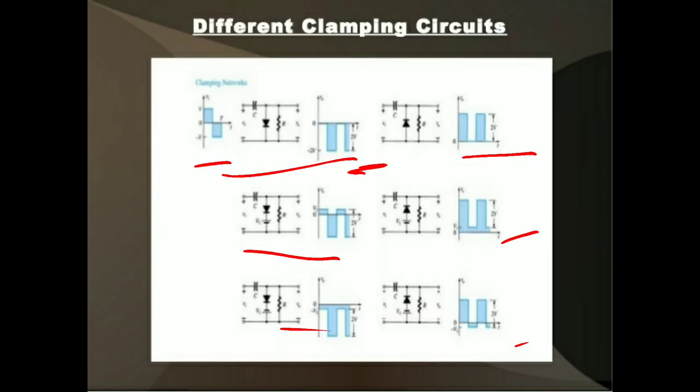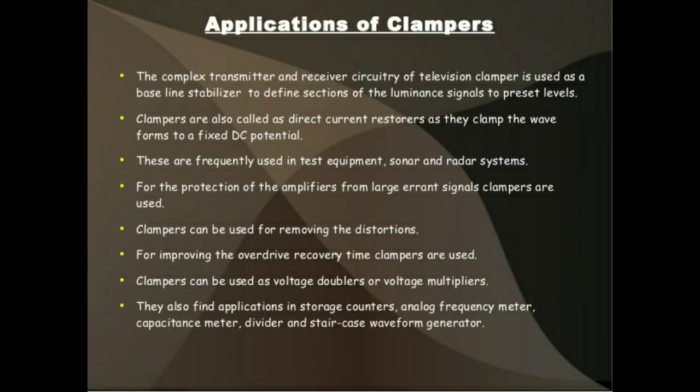Let us come to the applications and different clamping circuits. These are all the different clamping circuits. Applications: TV transmitters, receivers, current restorers, test equipment, sonar and radar systems, protection of amplifiers, removing distortions, overdrive recovery time, voltage multipliers, storage counters, analog frequency meter, capacitance meter, divider and staircase waveform generator. This is the clamper and clipping part.